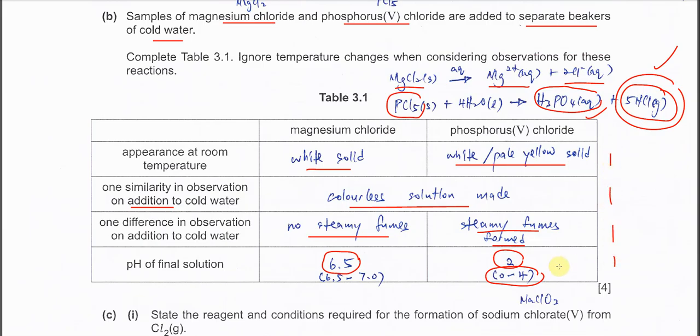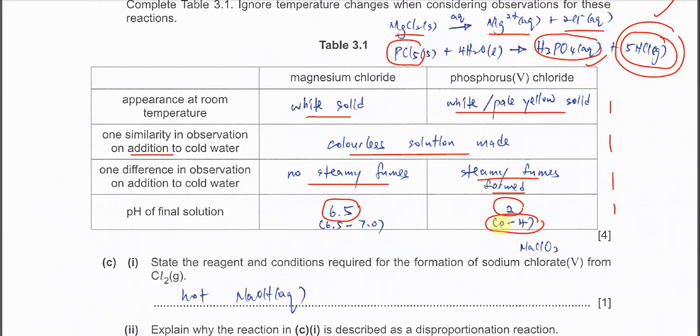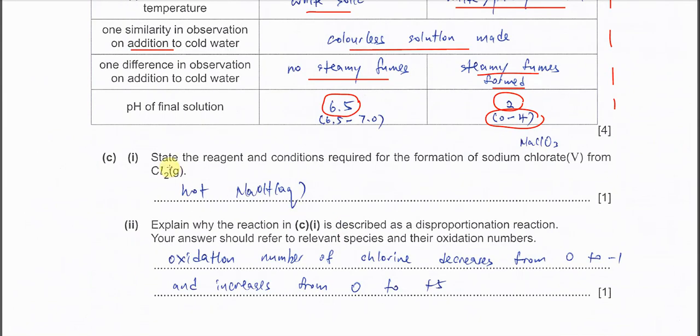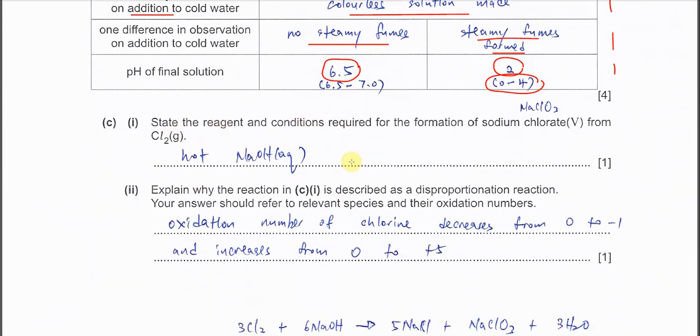Okay, the C part 1. State the reagent and condition required for the formation of sodium chlorate(V). So it means the oxidation number of chlorine is positive 5. To form this, we know that we must use hot NaOH solution. If cold, then it just forms NaClO.